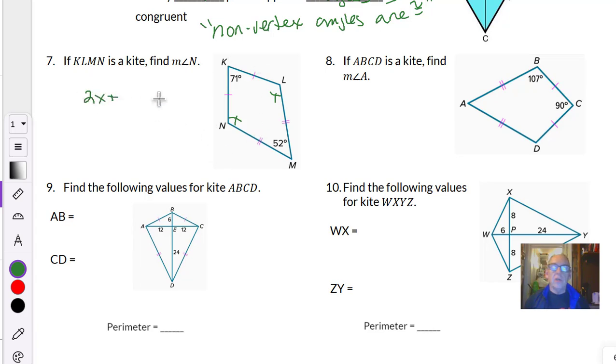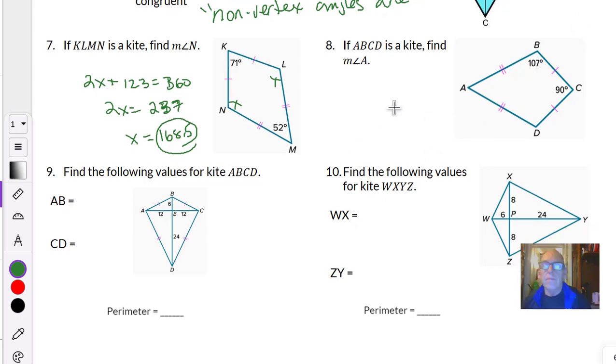So if I call these X, altogether these need to make 360. We have two X's plus 123 is equal to 360. Two X's is equal to 360 take away 123, which is 237. And X is going to be 237 divided by 2. It's going to be 118.5. So angle N and angle L measure 118.5.